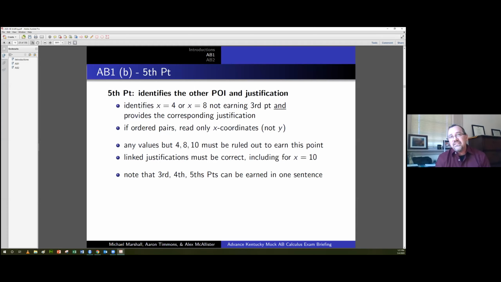If they do link justifications, so they talk about x equals 4, here's the reason why, x equals 8, here's the reason why, those linked justifications have to be correct. And we're going to extend that to if they talk about x equals 10. If they say a false thing about x equals 10, then they won't be eligible to earn this fifth point. And then just a side note here: third, fourth, and fifth points can all be earned in one sentence. It's possible that the whole package will come together in one sentence for the student.